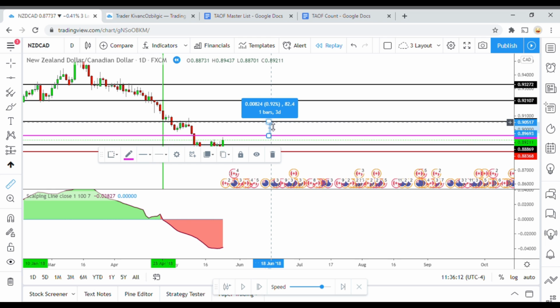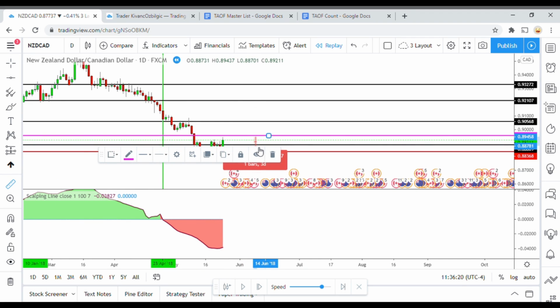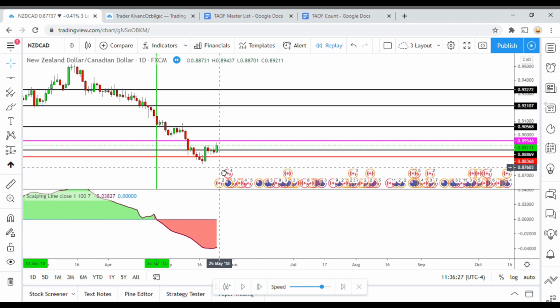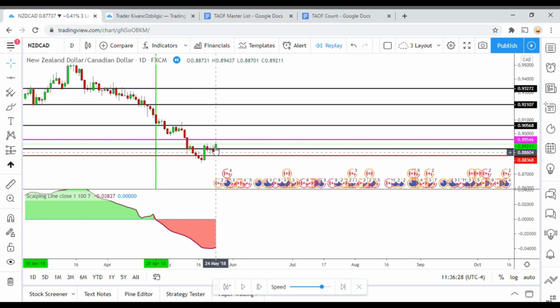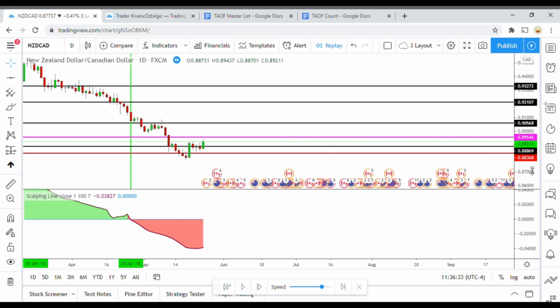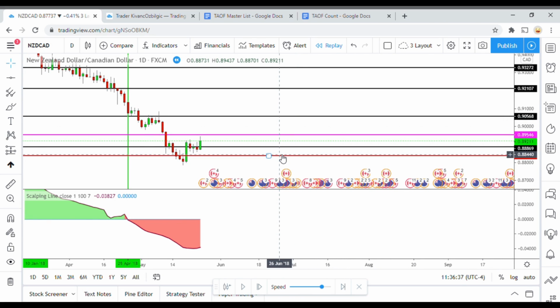So you're looking at about 90 pips take profit, and you're looking at about 90 pips, 100 pips maybe, to your stop. So again, we're at a 1-to-1 risk reward, which is great if you're really good at calling moves.